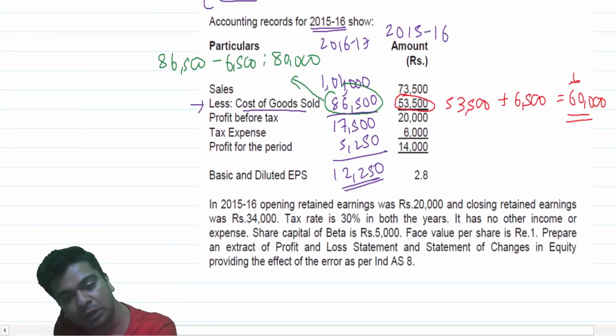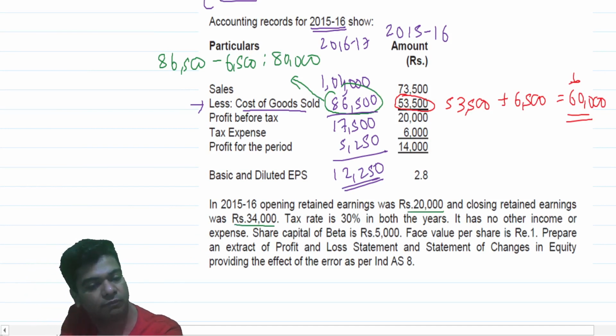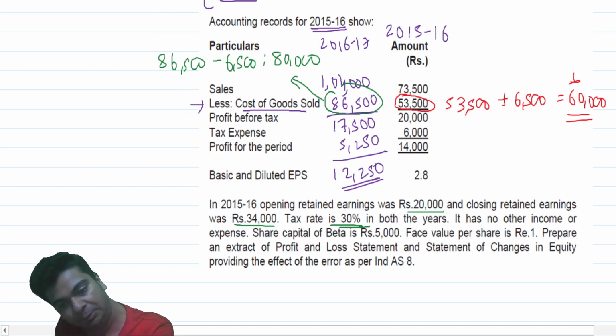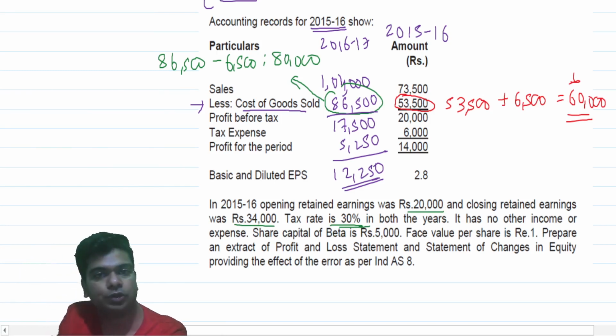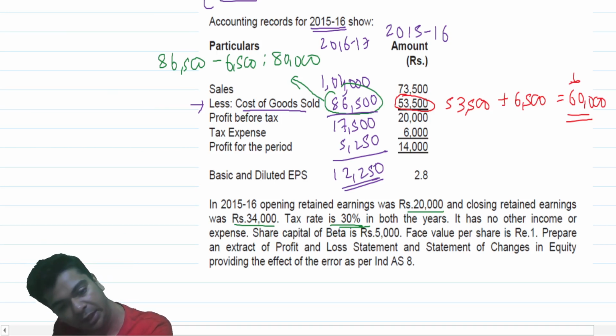And then they say in 2015-16 opening retained earnings was 20,000 and closing retained earnings was 34. Tax rate is 30% in both the years. Calculate the sales, deduct the revised cost of goods sold. Whatever answer you are getting, multiply that by 30%. That will be your tax expense. It has no other income or expense.